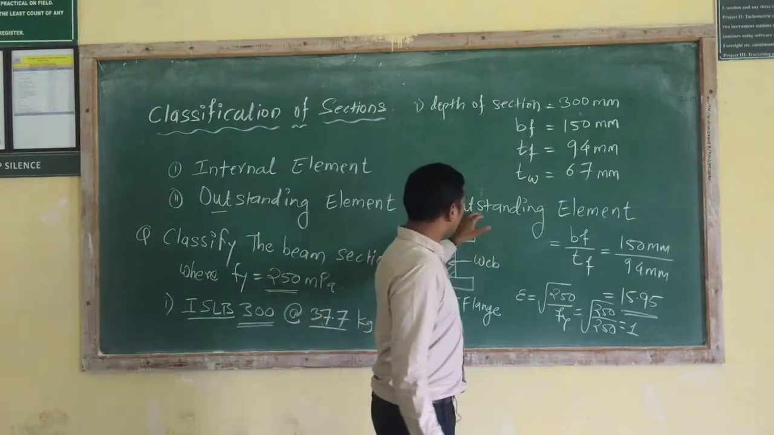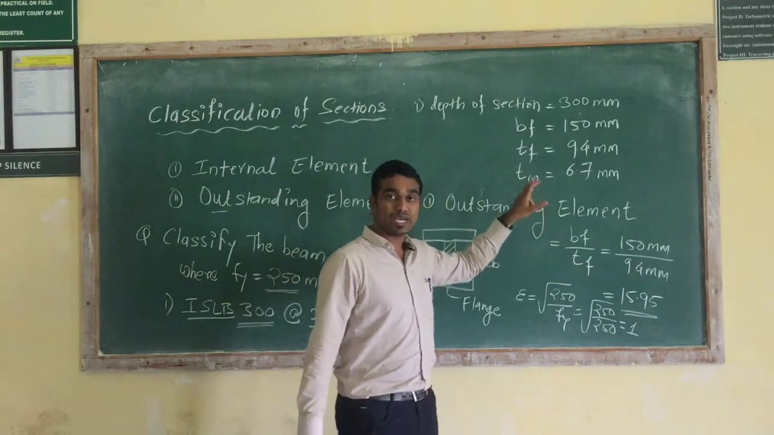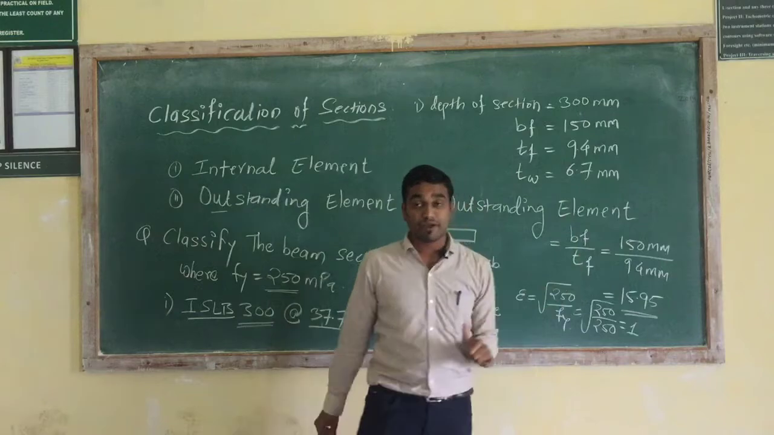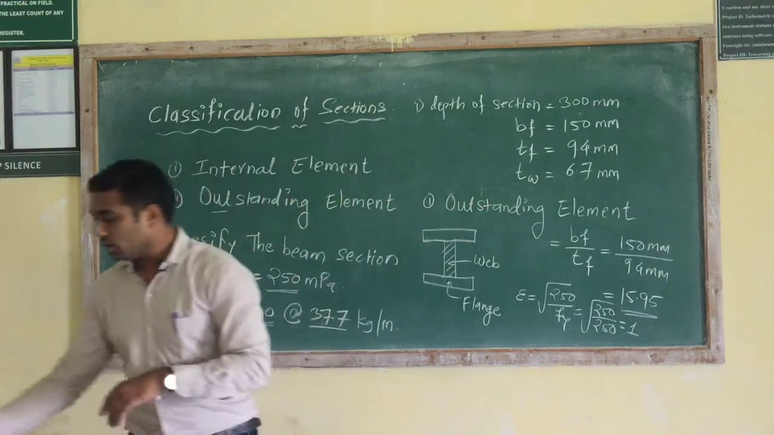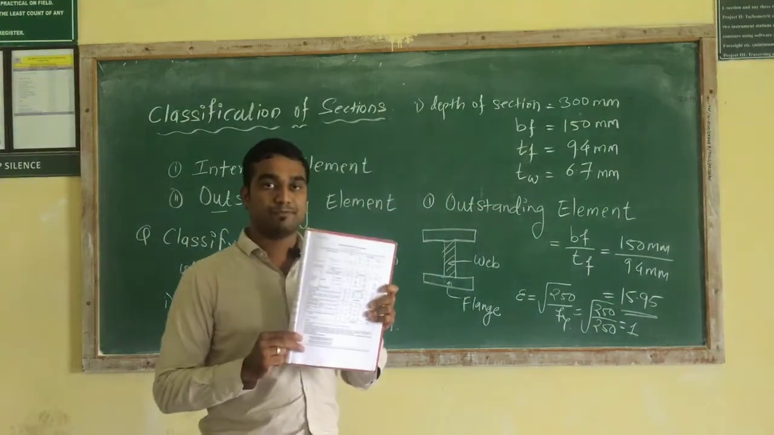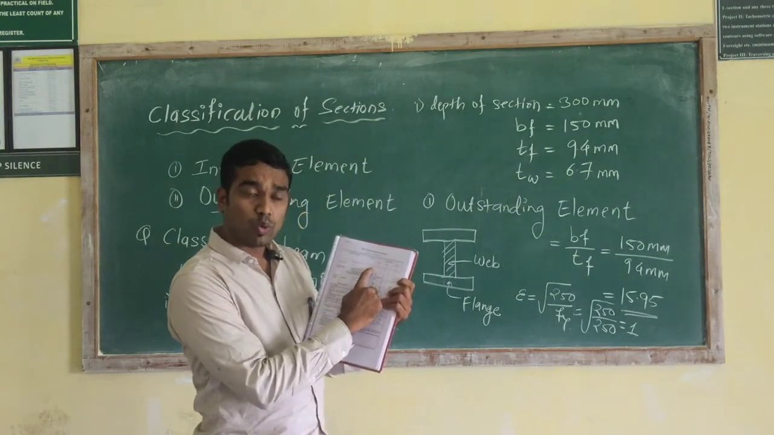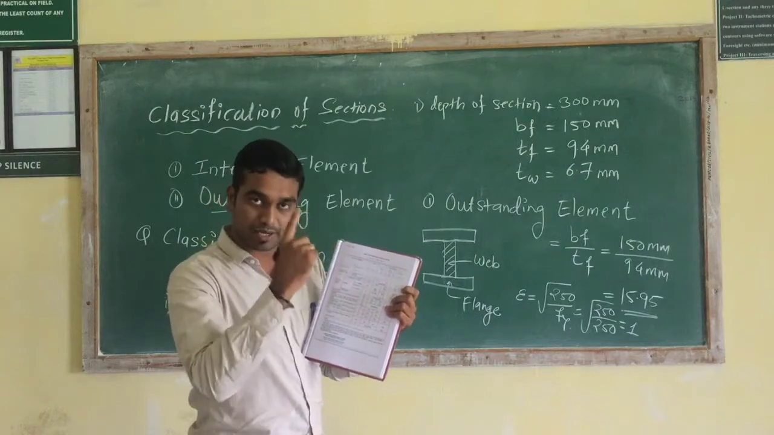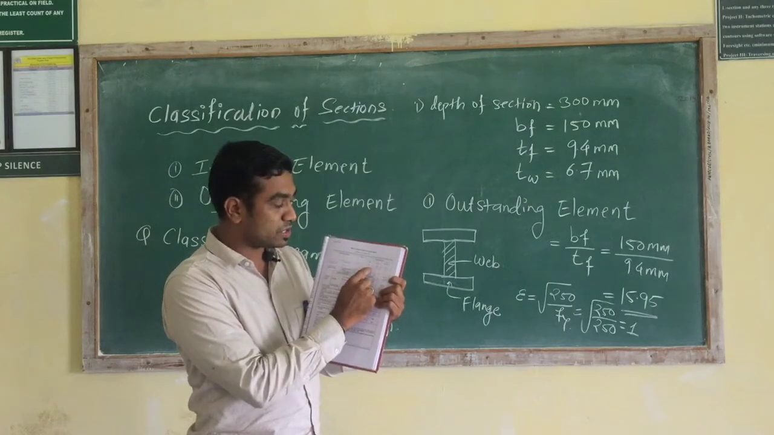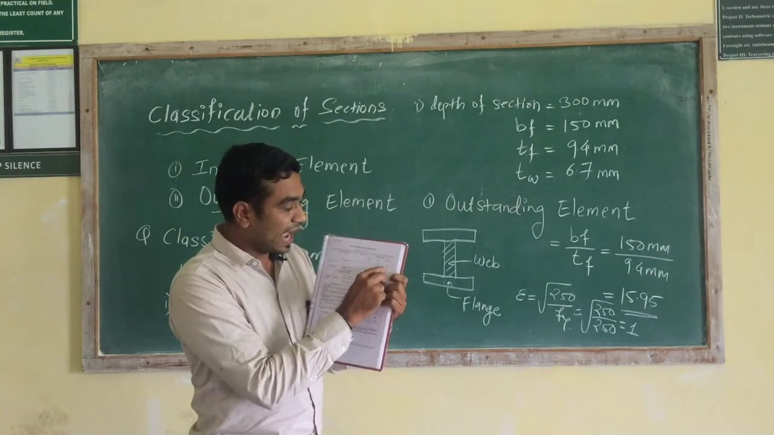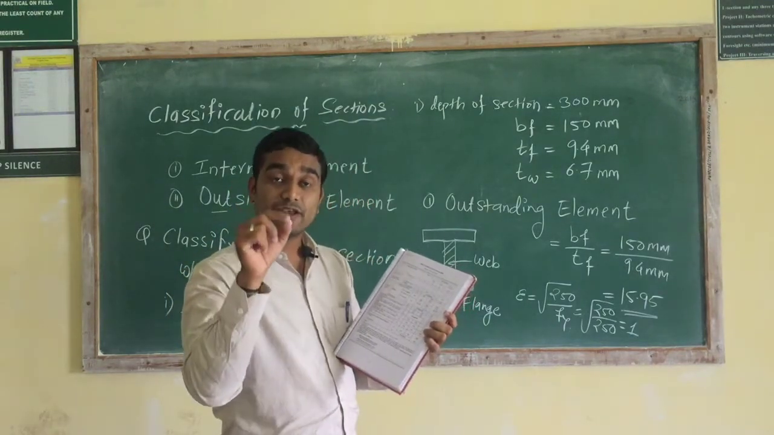Okay, and we will get the outstanding element. We will get the value of BF upon TF for the outstanding element, that is 15.95. Now we have to classify the section of the outstanding element. You have to go to table number 2 again. Here in the first row you will get the values for outstanding element, and the values of B upon TF ratio are given as 9.4 epsilon, 10.5 epsilon and 15.7 epsilon.